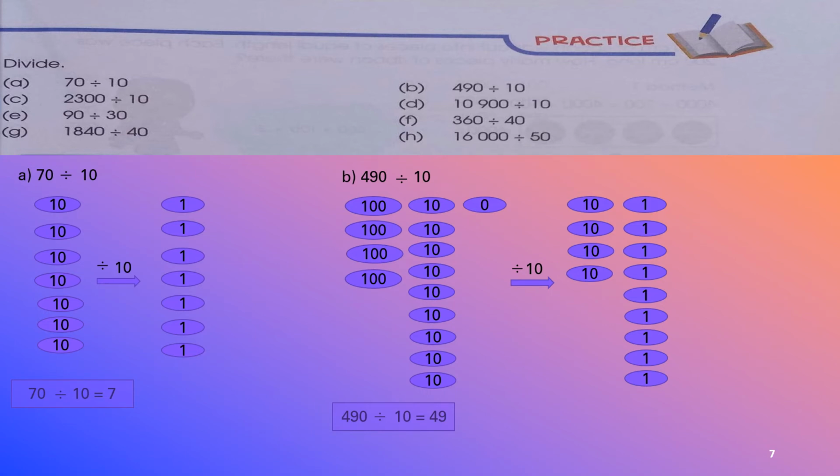Now moving to the practice questions, we have part A, in which we have to divide 70 by 10. 70 means we have 0 ones and 7 tens. After division we have 7 ones, so 70 divided by 10 is equal to 7. For part B, we have to divide 490 by 10. 490 means 0 ones, 9 tens and 400. After division, we have 4 tens and 9 ones. So 490 divided by 10 is equal to 49.